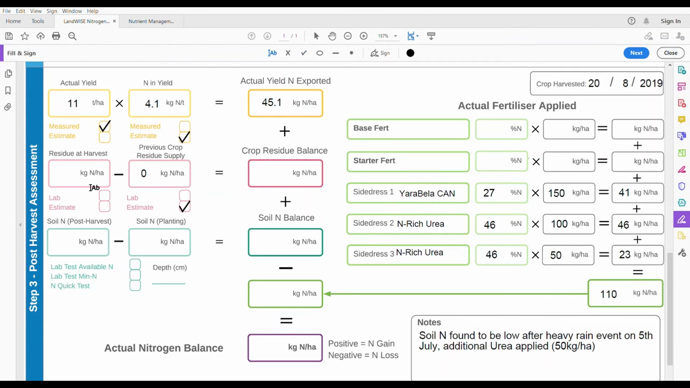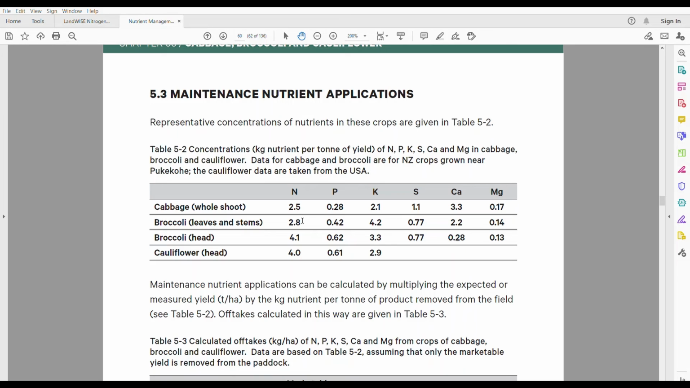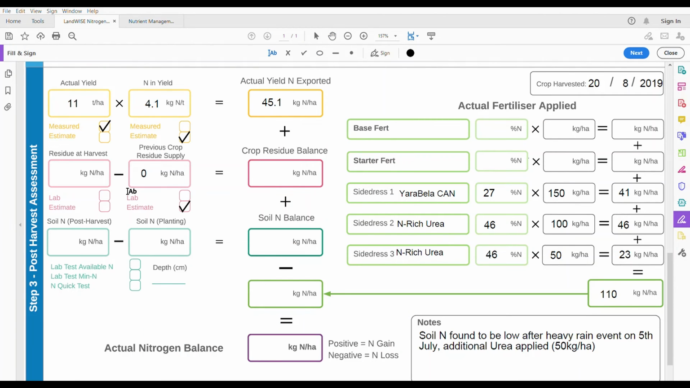The residue at harvest from the broccoli crop can also be measured or calculated from standard values. Using the nutrient management book and table 5.2, we can estimate the nitrogen left behind as 74 tonnes per hectare of crop residue multiplied by 2.8 kilograms of nitrogen per tonne of residue. This gives us an estimated 207 kilograms of nitrogen per hectare of N remaining in the broccoli leaves and stems.